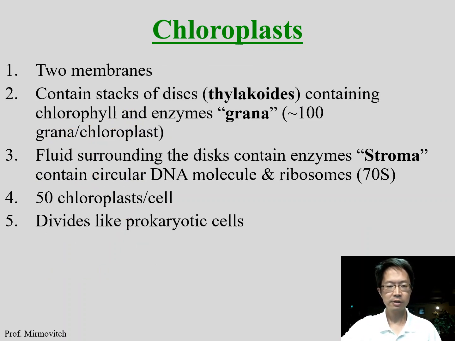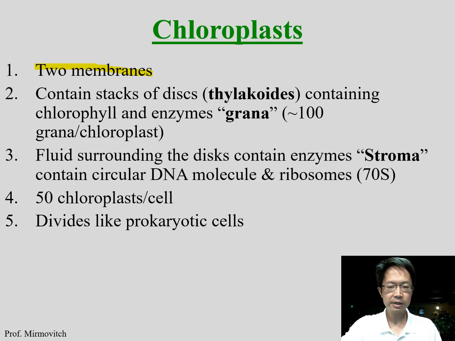Again, we want to emphasize the chloroplast has two membranes. Why? Because the outer membrane, scientists believe, belongs to the plant. So when the chloroplast, as a prokaryote, as a protist, gets incorporated, the cell membrane of the original chloroplast protist becomes the inner membrane, and the cell membrane of the plant becomes the outer membrane. That's why it has two membranes.